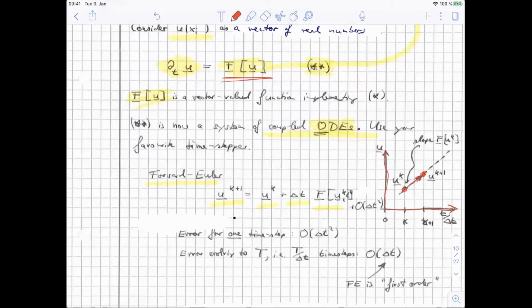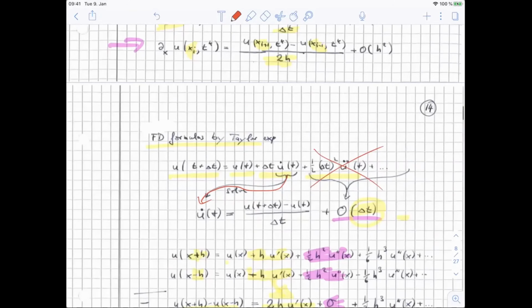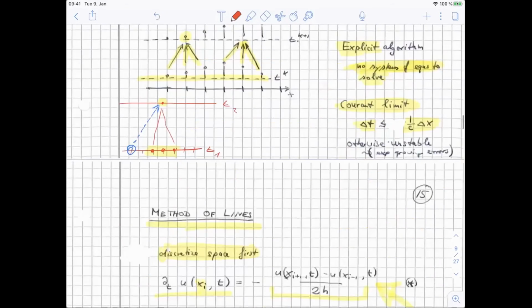This is good for a single time step to order delta t squared. If you evolve to some total time capital T, you will have to do capital T over delta t time steps. Each one accumulates an error of delta t squared. And so in total, you get an error of order delta t. Forward Euler is what's called a first order accurate time stepper. And by the way, the first discretization scheme I introduced to you above boils down to being exactly forward Euler.